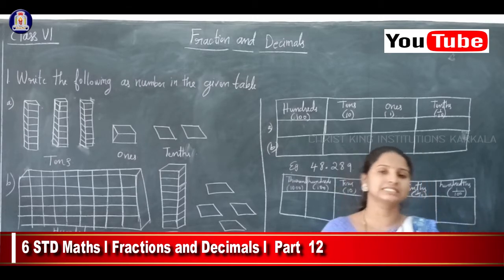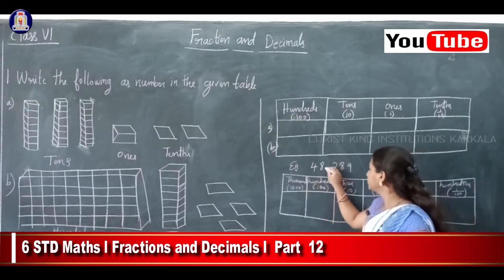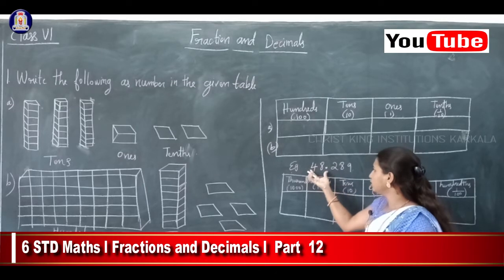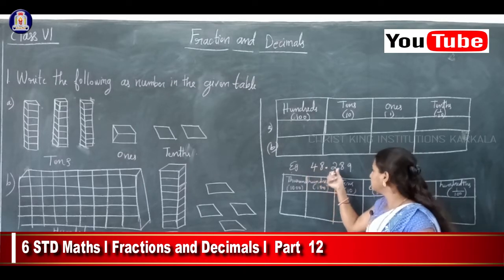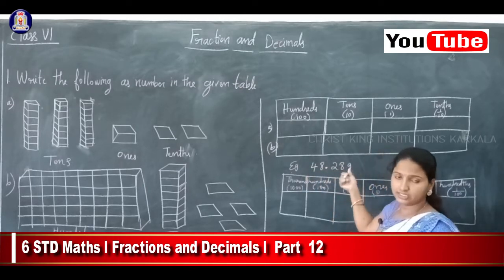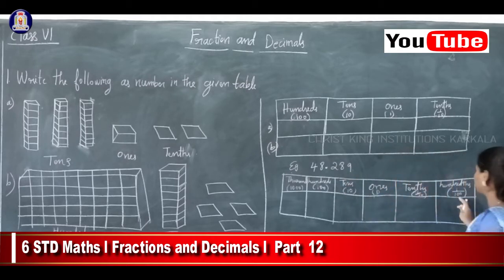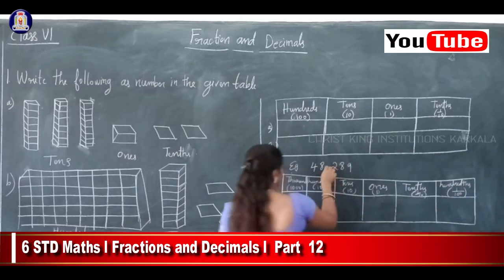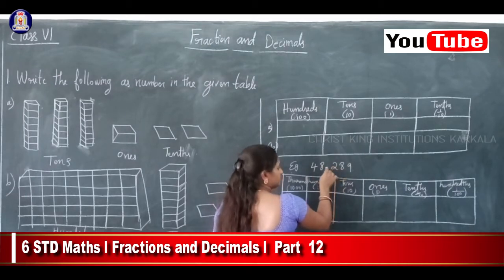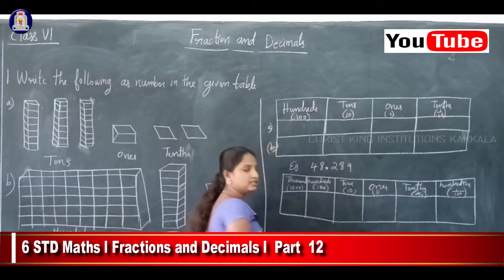48.289. Okay, this is a decimal number. Here a decimal number is given. So how to read? 48.289. Okay, so here 9 is in which place? After the decimal point. See, this is a decimal point. So after the decimal point, here the numbers are 2, 8 and 9.